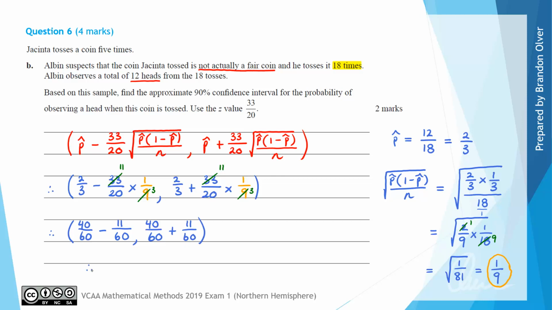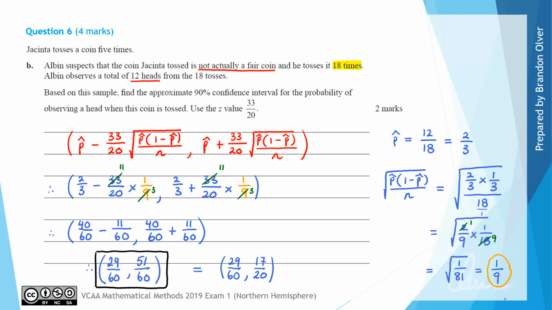So therefore, this confidence interval is going to be 40 subtract 11 over 60, which is going to be 29 over 60, comma, and then we have 40 plus 11, which is 51 out of 60, and that's an interval, so I still need the brackets around that. And that is our answer to this question. Now, some of you may have spotted that one of those fractions can simplify. So 51 over 60 is actually 17 out of 20. So you could also have given the answer 29 out of 60, comma, 17 out of 20. And the examiner's report actually accepts both of those.